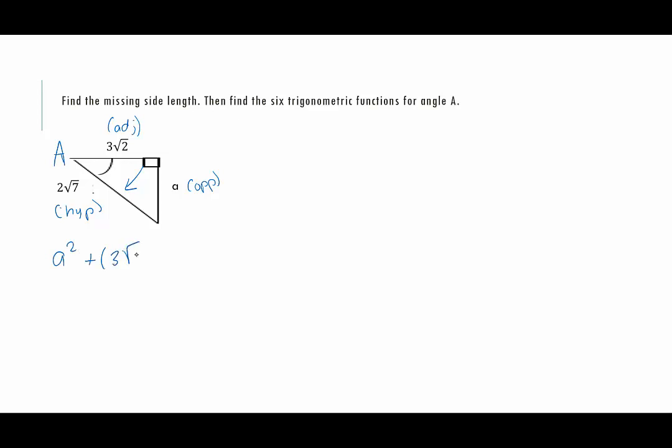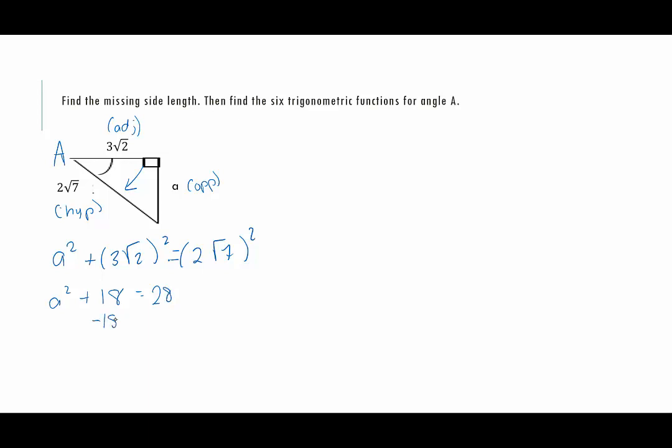Now we need to figure out the value of a, so we're going to say a squared plus 3 radical 2 squared is equal to 2 radical 7 squared. Distribute that square, so 3 squared is 9, and the square root of 2 squared is 2. 9 times 2 is 18. Over here, distribute the square. 2 squared is 4. The square root of 7 squared is 7. 4 times 7 is 28.